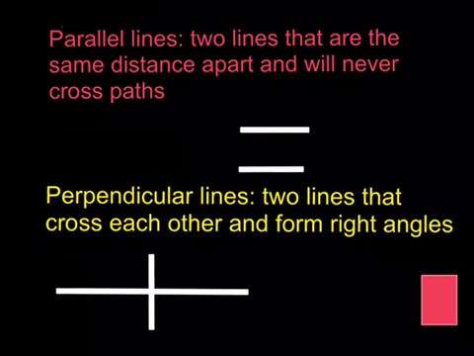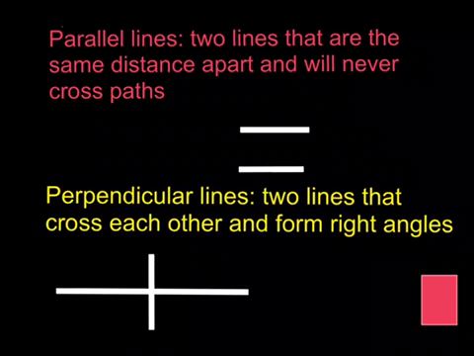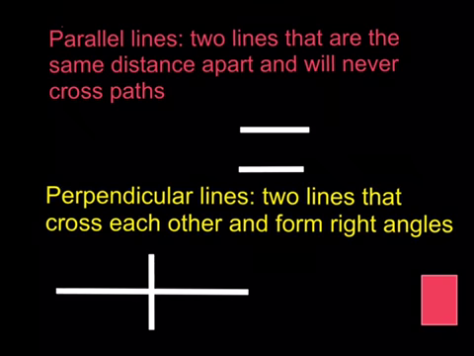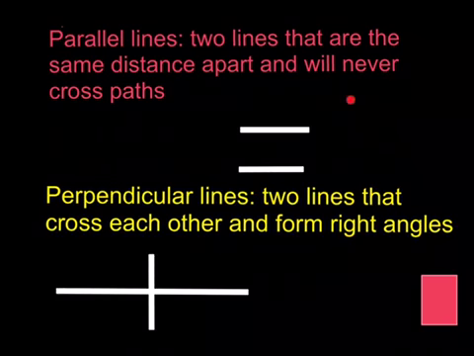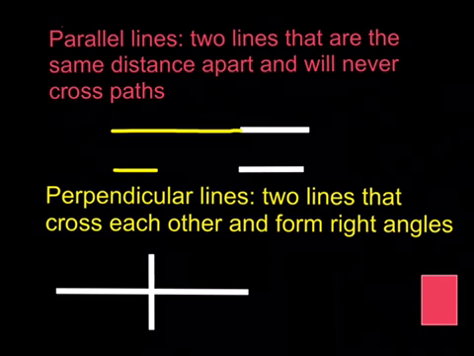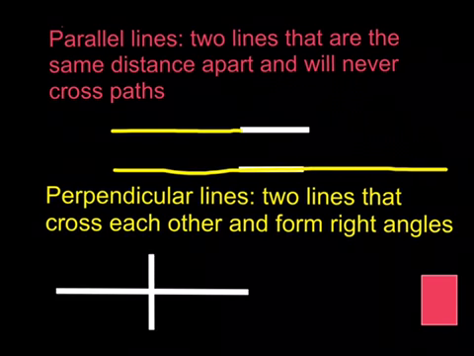All right, now let's talk about parallel lines and perpendicular lines. So read the definition of parallel lines with me. Parallel lines are 2 lines that are the same distance apart and will never cross paths. So here is an example of parallel lines. It kind of looks like an equal sign, but they're 2 lines that, if they were to continue on, not as line segments, would never cross paths in either direction.